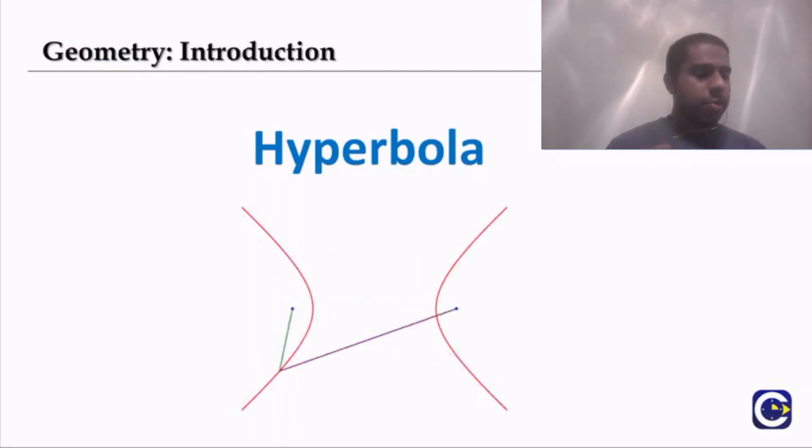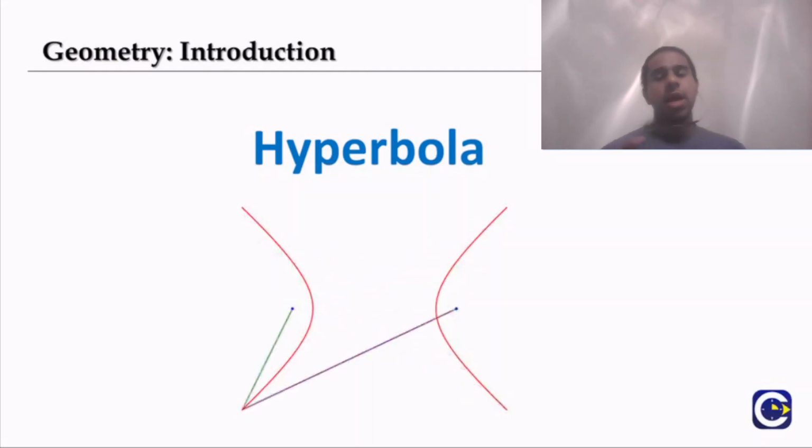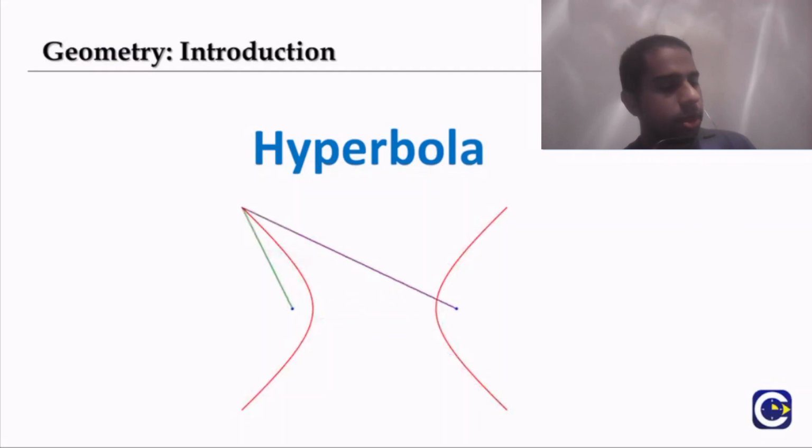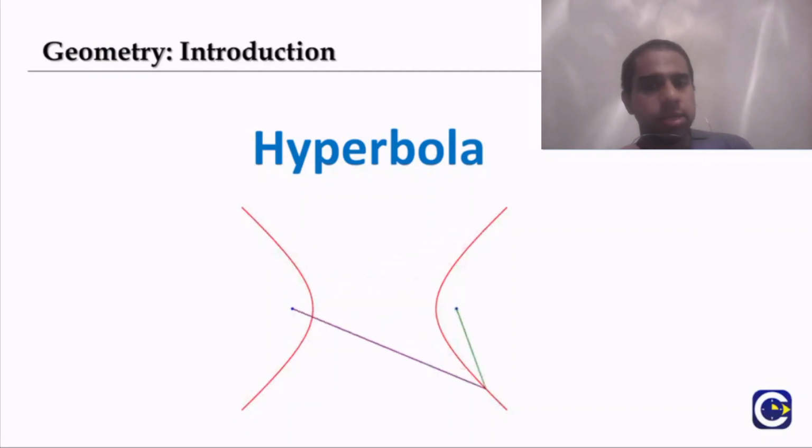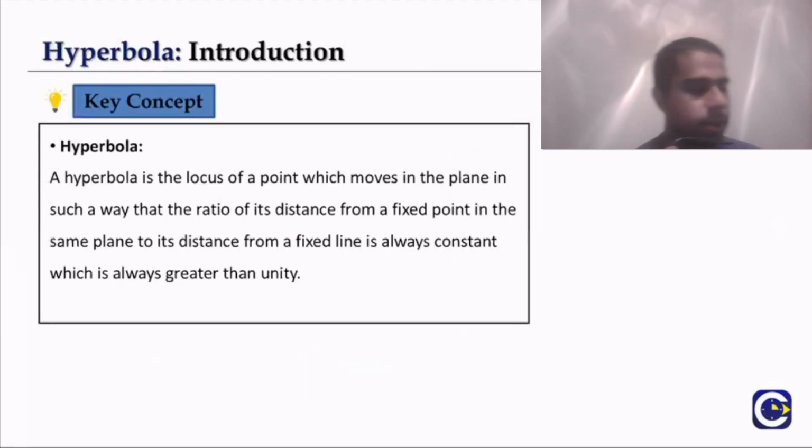You can see hyperbola here. This is a good illustration of the hyperbola definition. So we will see the hyperbola definition, and we will come back to this slide and see how it relates to the definition. A hyperbola is the locus of a point which moves in the plane in such a way that the ratio of its distance from a fixed point in the same plane to its distance from a fixed line is always constant, which is greater than unity. This is the definition given in the slide for hyperbola.